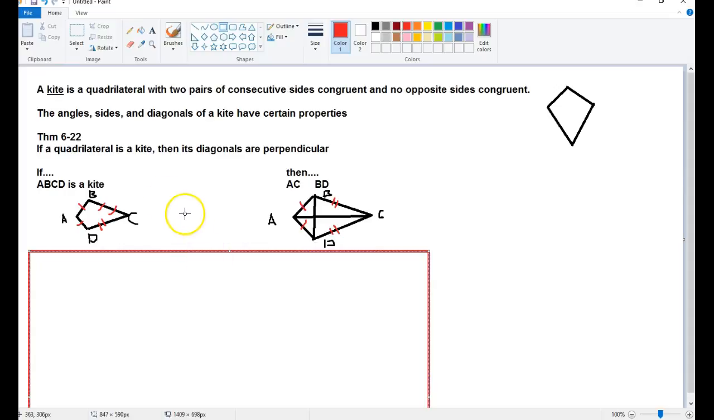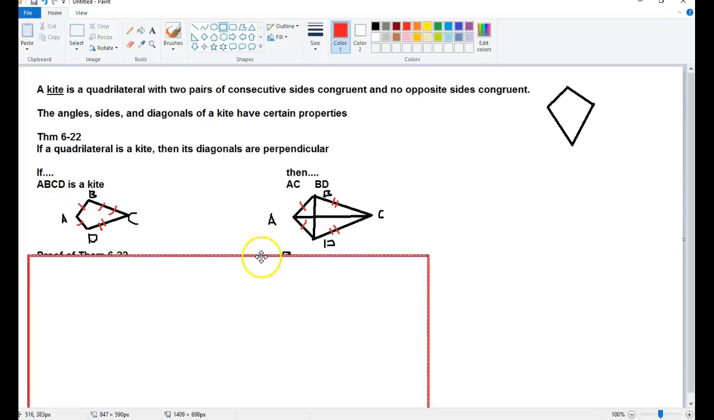So we have kite ABCD here. This side and this side are congruent to each other. BC and DC are congruent to each other. Then, I should have written this is perpendicular. AC and BD are going to be perpendicular. I missed that part. So we draw these diagonals from B to D and A to C, and these make right angles here. We're going to go through a proof of this. This proof is very similar to the one we went over in class before about rhombuses having diagonals that are perpendicular.